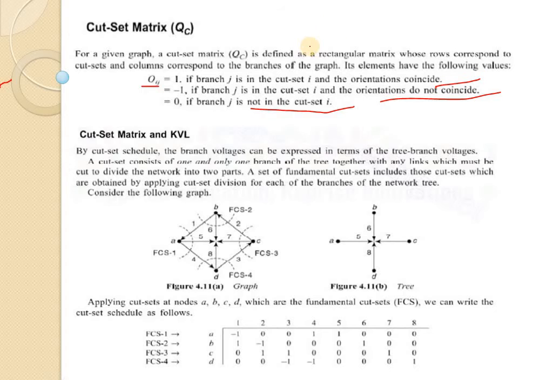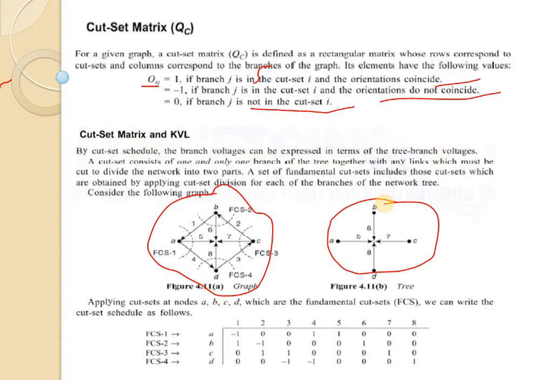So let us see this graph which is shown here, and we have figured out the tree of this graph. Now applying cut sets at nodes A, B, C and D as per the figure, we can write the cut set schedule as follows. So applying the cut set at 1, we will get the relationship between 1, 4, 5.